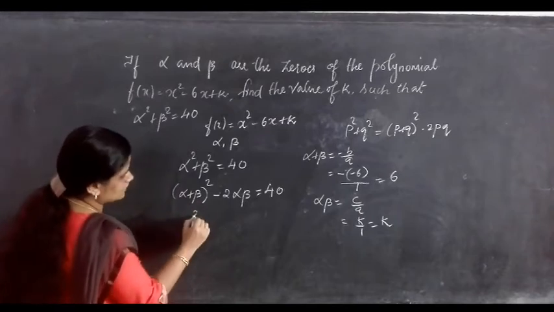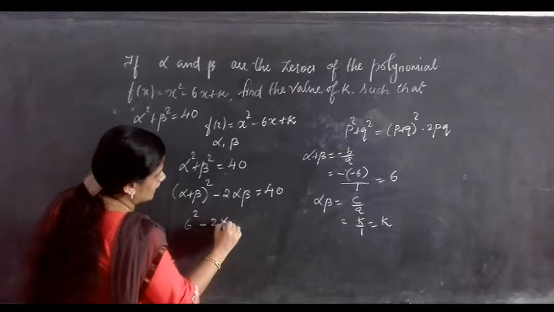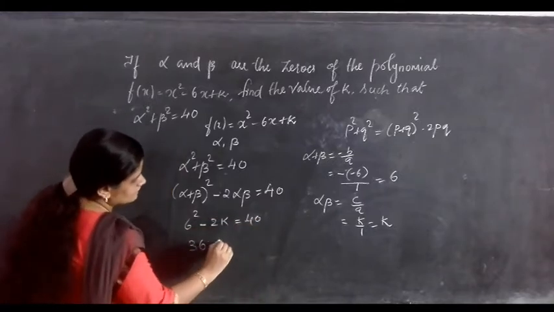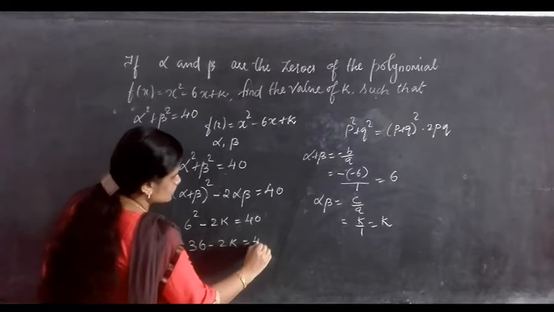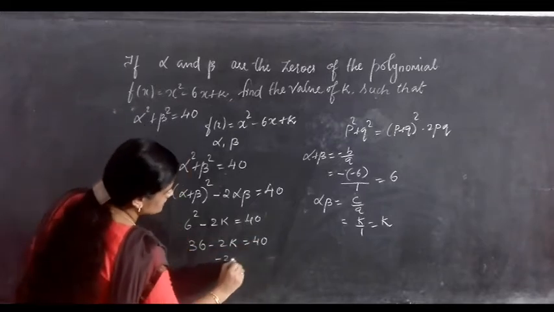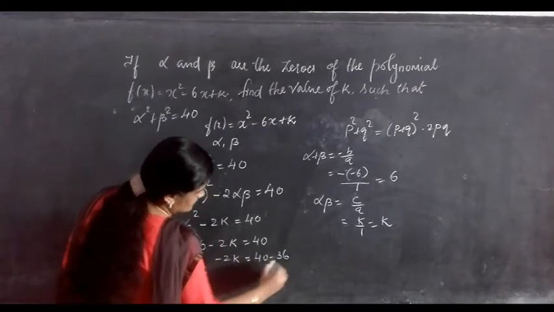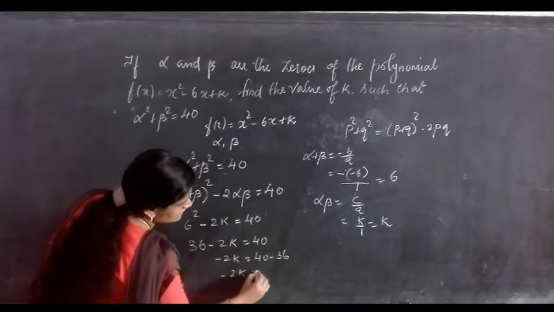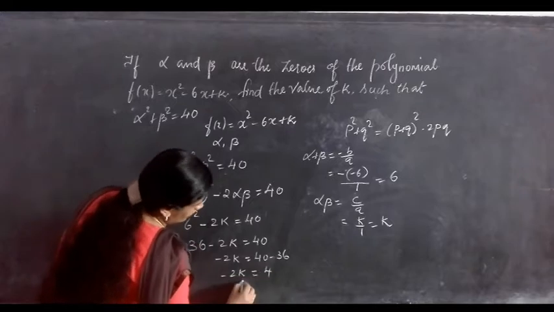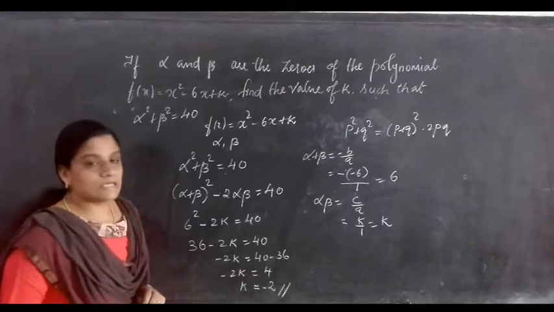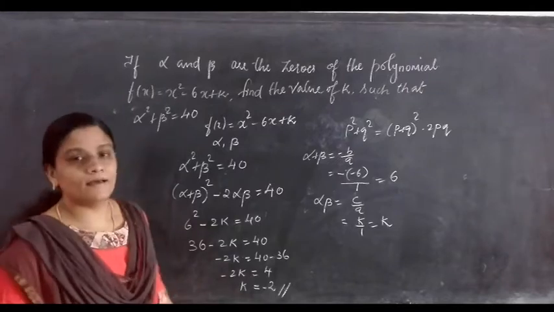What do you have? 6 square minus 2k is equal to 40. That is 36 minus 2k is equal to 40. So minus 2k is equal to 40 minus 36, that is minus 2k is equal to 4. Therefore k is equal to minus 2. So k is equal to negative 2 is the answer.